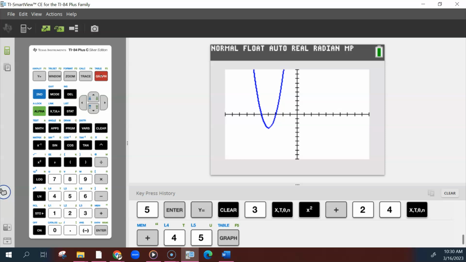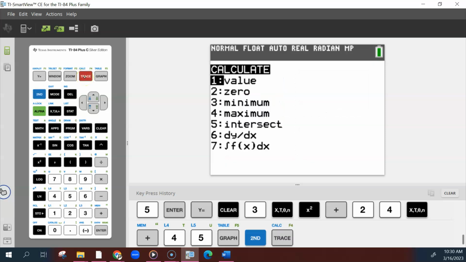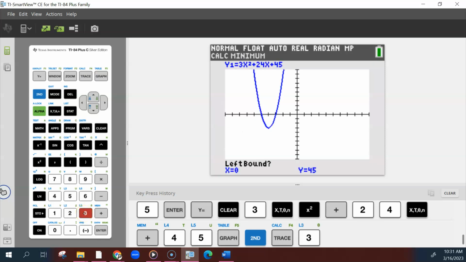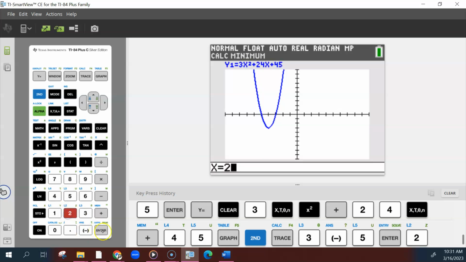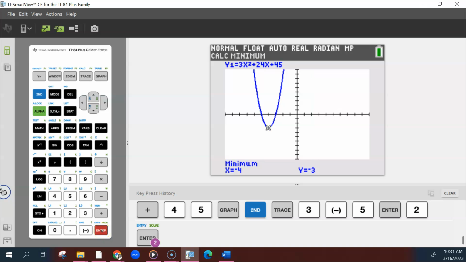If you can see what your minimum or maximum point, lowest or highest point is, you don't have to do what I'm about to do. So I'm thinking this should be at -4, -3, but I just want to make sure it's not at a decimal or anything. So I'm going to do second trace and find the minimum. Pick some number to the left, some number to the right, and hit enter. -4, -3 is the vertex. So we can plot that point.